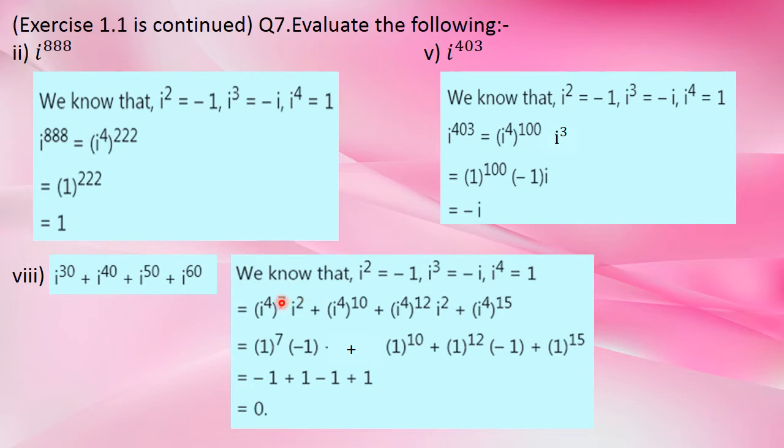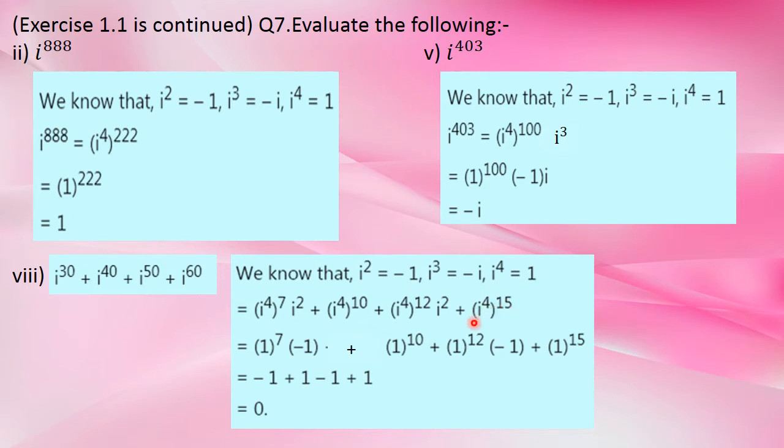So i raised to 4 raised to 7 into i squared, and i raised to 40 can be written as i raised to 4 raised to 10, and i raised to 50 can be written as i raised to 4 raised to 12, that is 4 into 12 is 48, and the remainder is 2. So i squared is written, plus i raised to 60 is i raised to 4 raised to 15. 4 15s are 60. Now all the bracket part is 1.